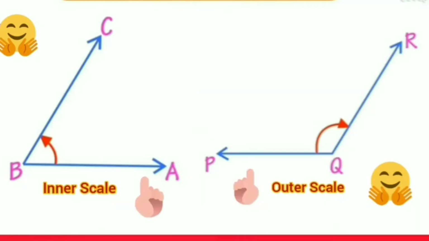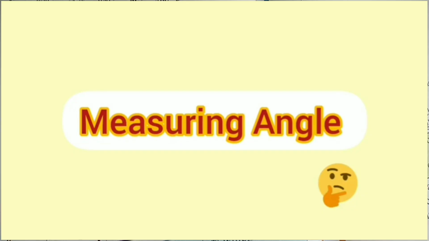So now you understand when to use the inner scale and outer scale while drawing an angle using the protractor. Got the idea? Vertex is very important in these two cases. Now, how to measure the angles, dear children? You are all able to draw using the protractor, the 60 degree, like that 90 degree. But if the angles are already given, how do we measure them?